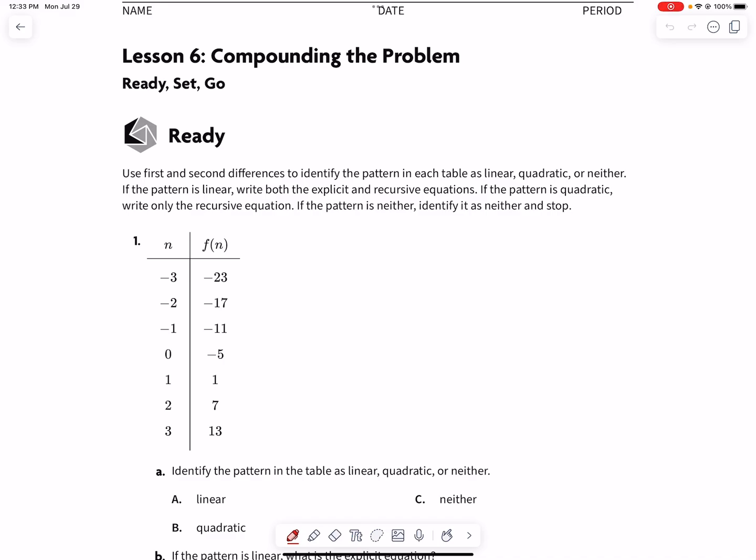Welcome to Lesson 6, Compounding the Problem. And we are looking at first and second differences. I like to make a neat table out of this. I can make it even neater because I can cheat and make a straight line.